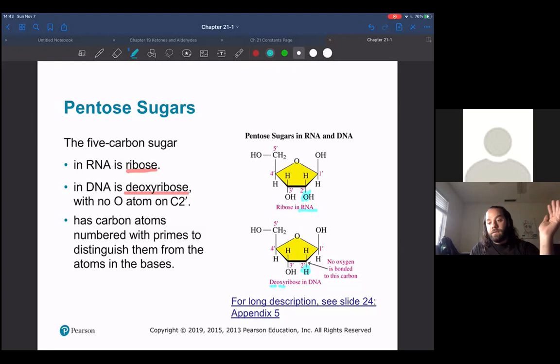Yeah, this single atom is the difference between an RNA and a DNA. Okay, everything else about this sugar is the same. You can look and convince yourself of that. The only difference is that DNA does not have an oxygen on carbon 2. All right.